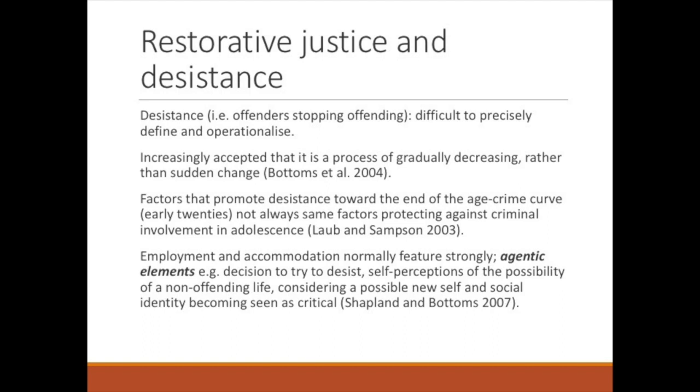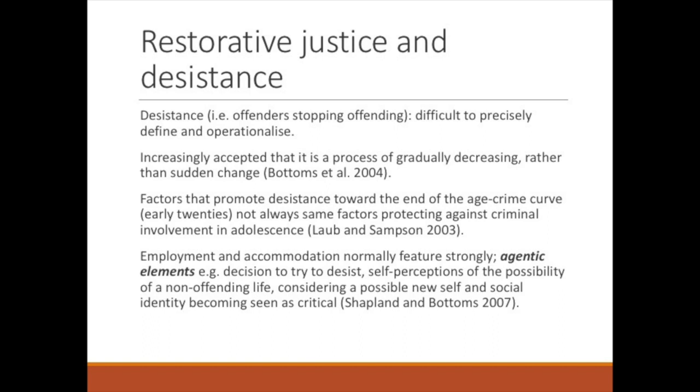Now, thinking about restorative justice and desistance. Desistance, which is when offenders stop offending, is also difficult to precisely define and operationalize. But it's increasingly accepted that desistance is a process of gradually decreasing involvement in crime rather than a sudden change in behavior. Some of the factors that promote desistance towards the end of the age crime curve, which is around the early 20s, and those of you who've done juvenile crime and justice will be more familiar with the age crime curve, are not always the same factors that protect against criminal involvement in adolescence.